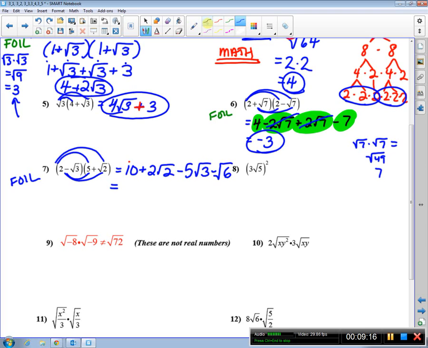So does anything combine with 2 radical 2? No. Does anything combine with 5 radical 3? No. And unfortunately, nothing combines. Not unfortunately. There are no like terms. That is your answer. All right.